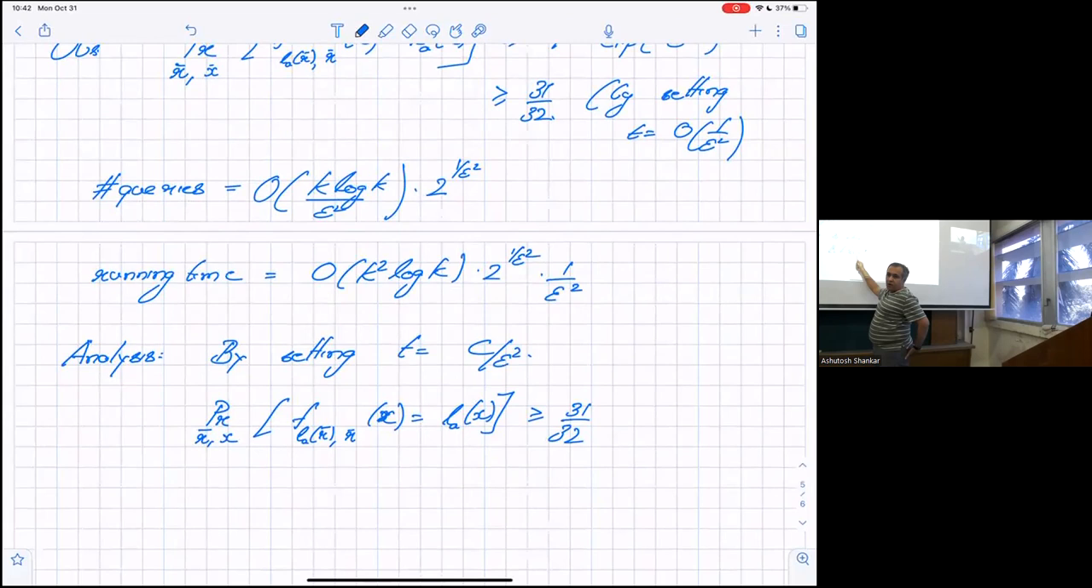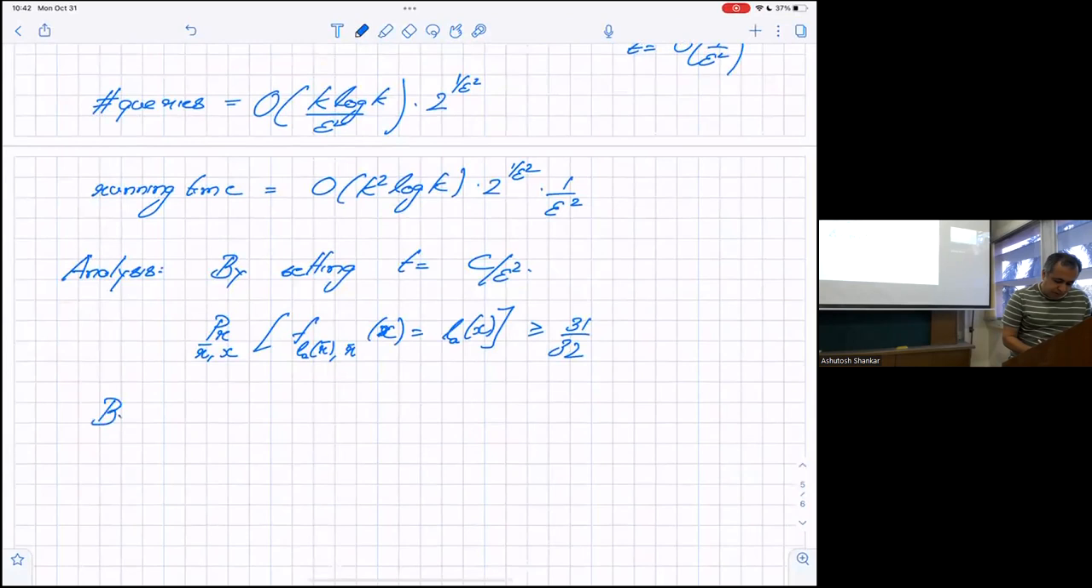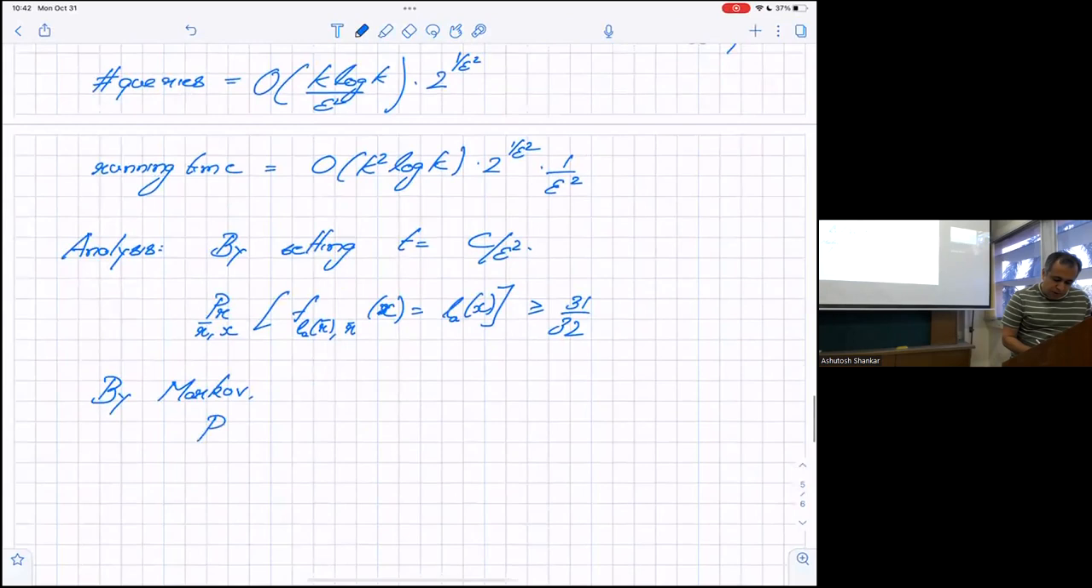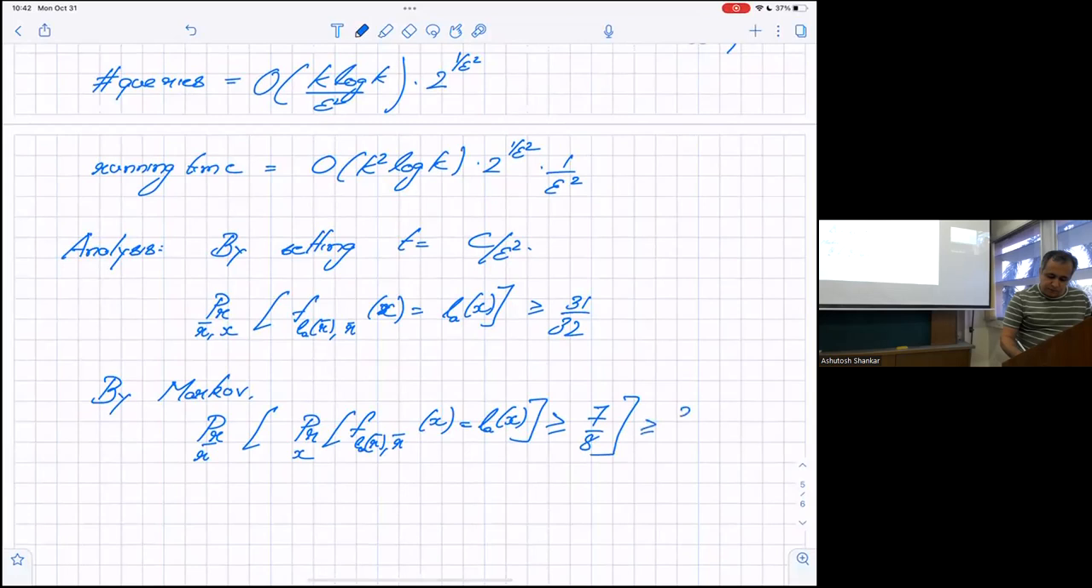GLW needs a particular one. But by Markov, you can get the probability over the random choices of R bar that the probability over X that FLA of R bar of X is equal to LAX is greater than 7/8. This is at least 3-fold. I'm just doing a Markov-like argument. You can check this out.